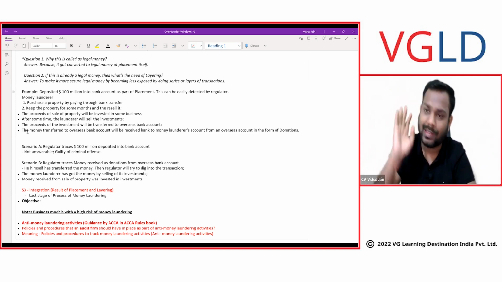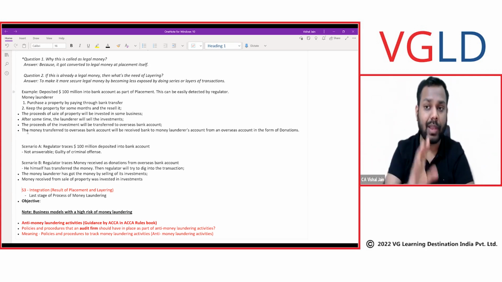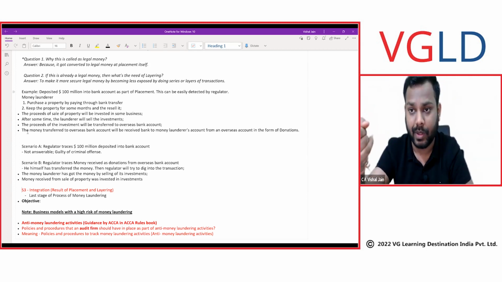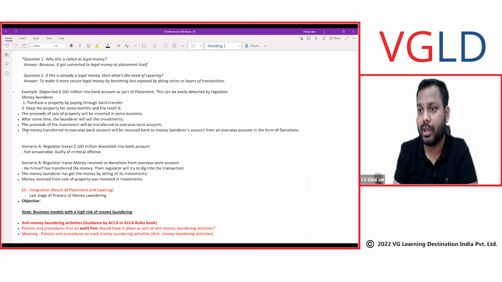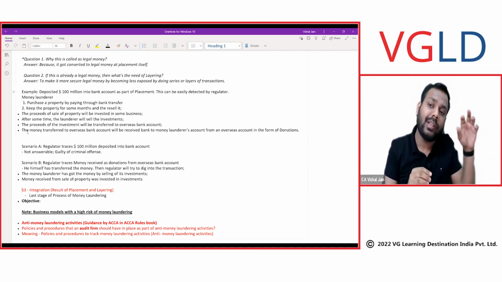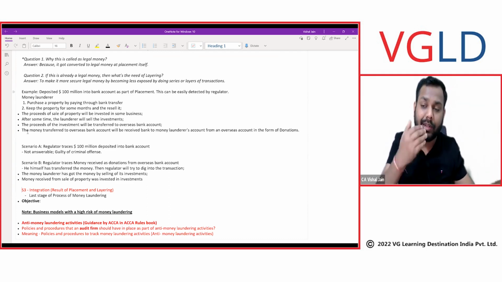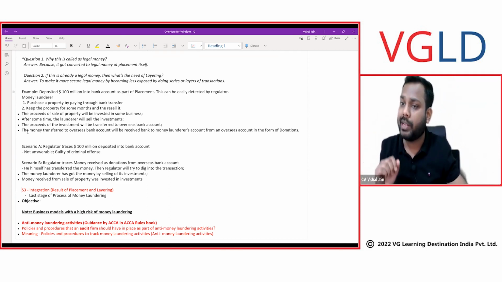But if you escape from placement, then you are doing layering. If you are caught at the time of placement, no need of layering, right? So let's suppose placement was done in the previous year, and you are assuming that you have escaped that. In the current year, you are selling that house and purchasing something else. In the next year, again, you will do something else.